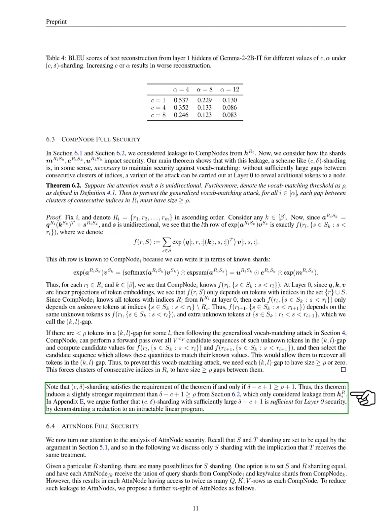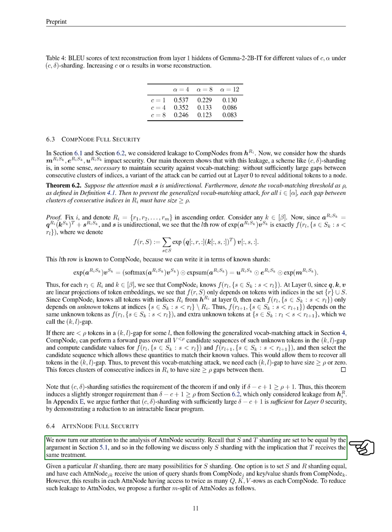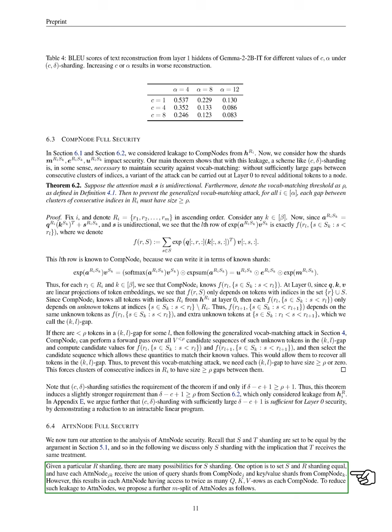Section: Atom Node Full Security. In this section, we analyze the security of Atom node. We note that the sharding for S and T is equal, so we will focus on S sharding, assuming T is treated the same way. For a given R sharding, there are various options for S sharding. One approach is to make S and R the same, allowing each Atom node to access both query shards from comp node j and key value shards from comp node k.